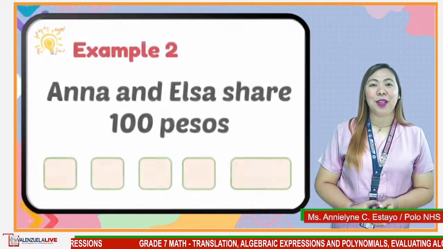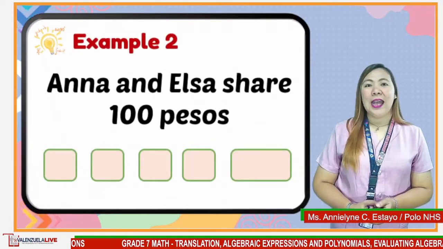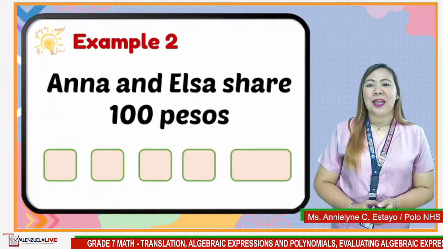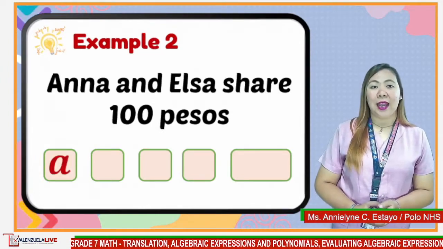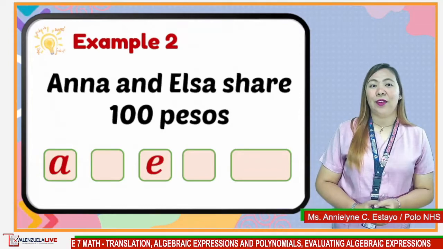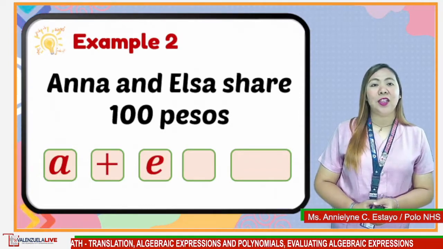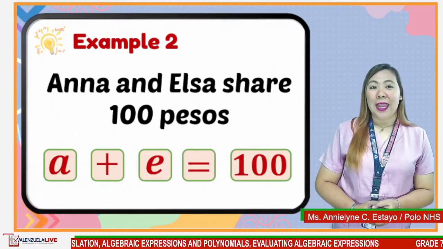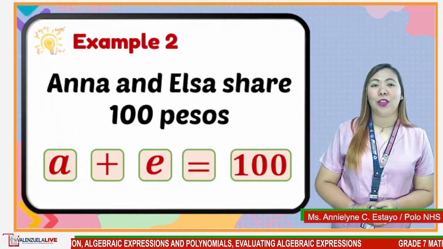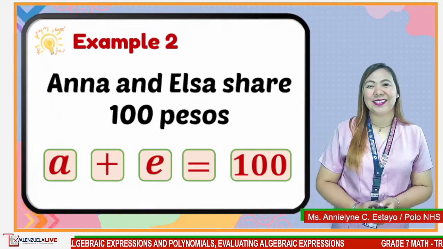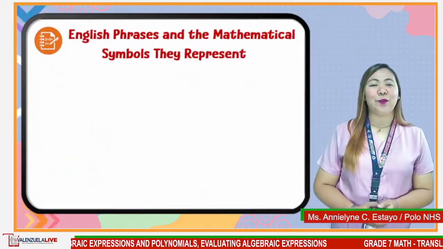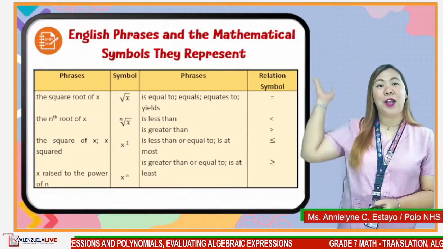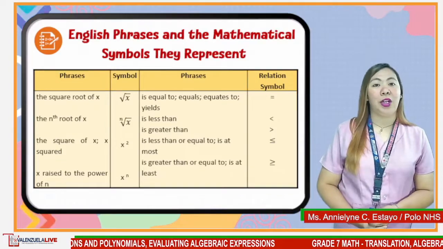In example number 2, Anna and Elsa share 100 pesos. Let A be the share of Anna and E the share of Elsa. If we add their shares, the sum is 100. So, A plus E is equal to 100. Some of the English phrases and mathematical symbols they represent are the following, as shown on our screen.